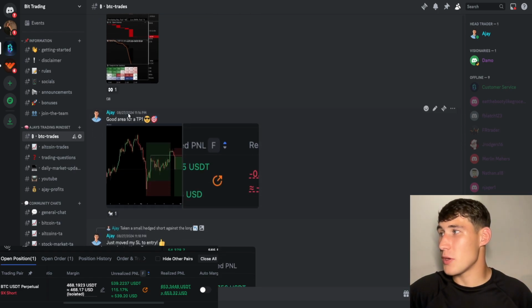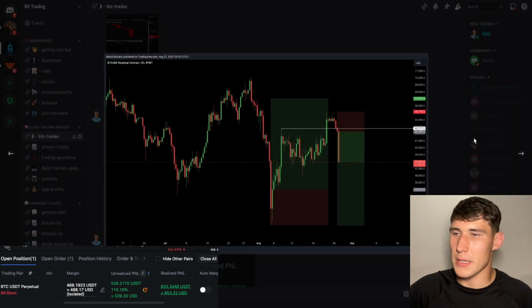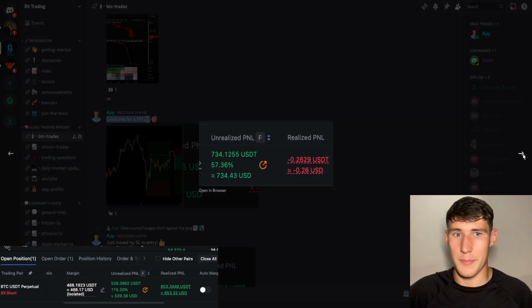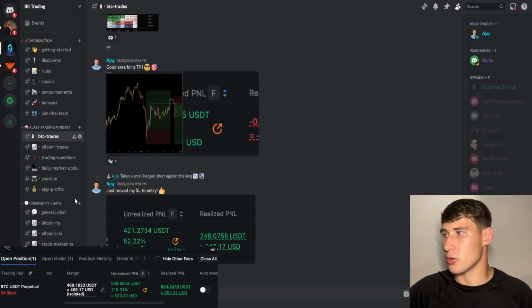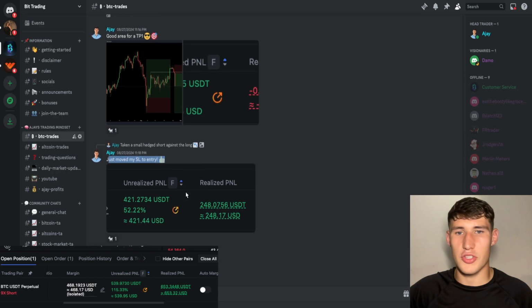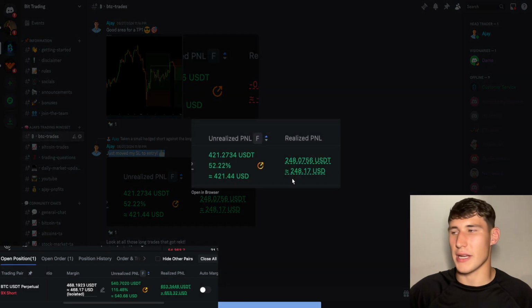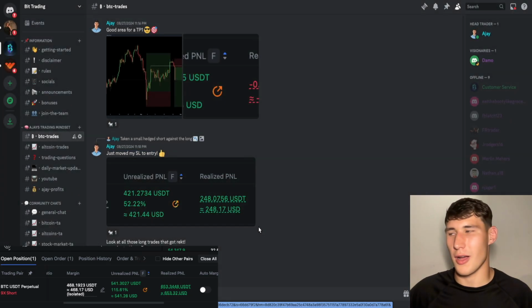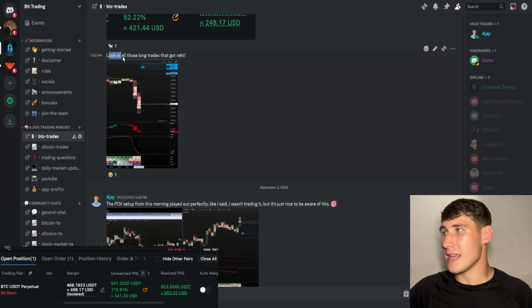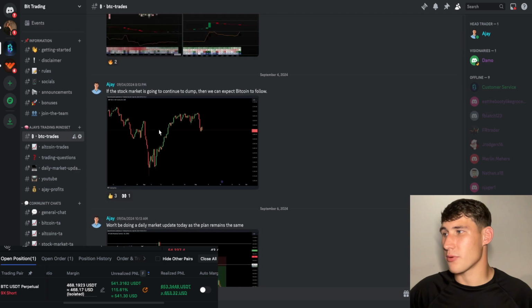And then here, TP1 on the long. This was a few hours later, still on the 27th. A good TP1 area on this big pullback that we saw, on this big long squeeze. $734 in profit. I told the team here I moved my stop loss to entry. I realized $248 in profit there, and still had 422 unrealized in the trade as well. And we continued to wreck those longs as price pulled back.